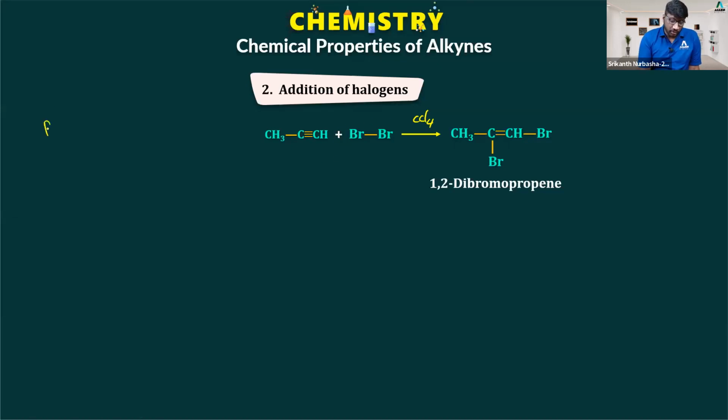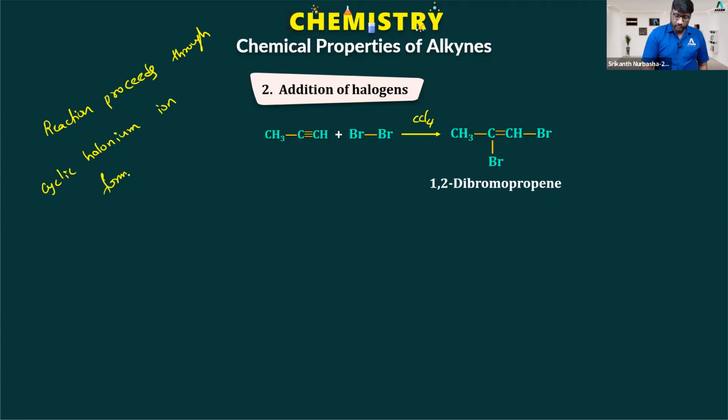The reaction proceeds through what? Reaction proceeds through, because we are trying to add an electrophile which has lone pair of electron. Whenever you are trying to add an electrophile which has lone pair of electron, the reaction proceeds through cyclic halonium ion formation. So cyclic halonium ion is formed. Then the Br minus, the bromide ion, will act as a nucleophile, attacks the electrophilic carbon. You get 1,2-dibromopropene.